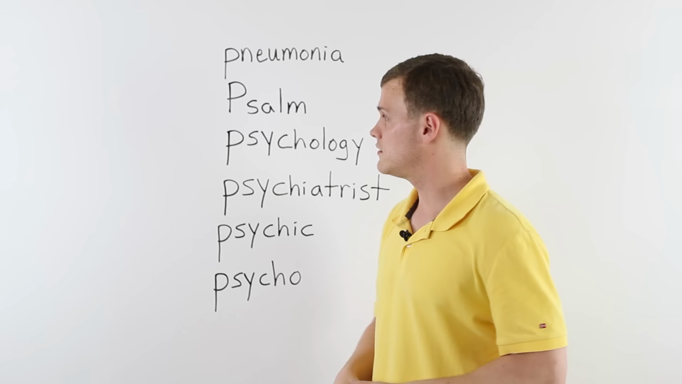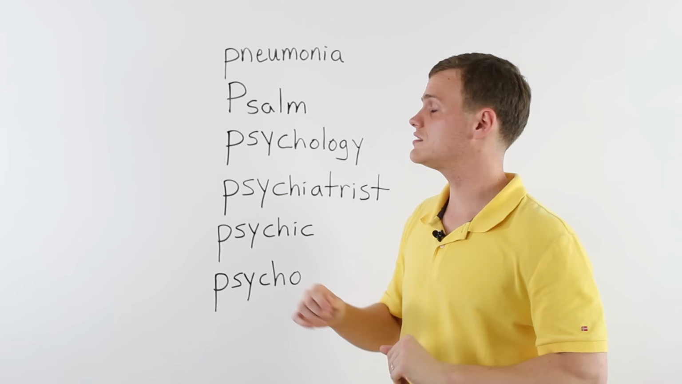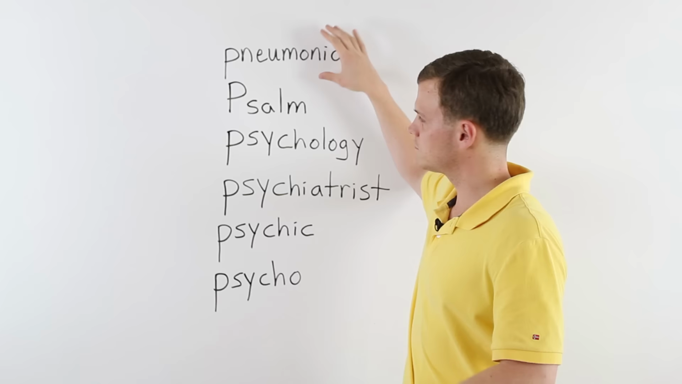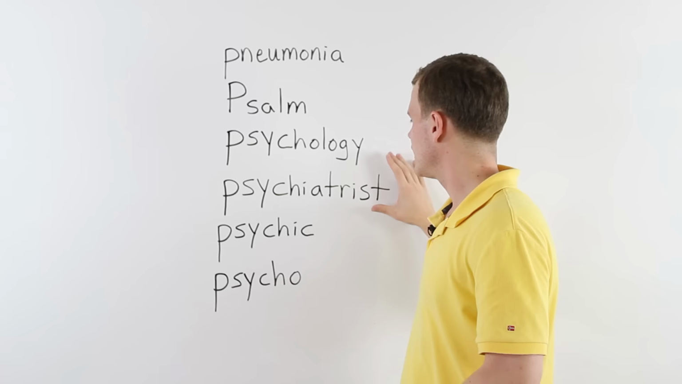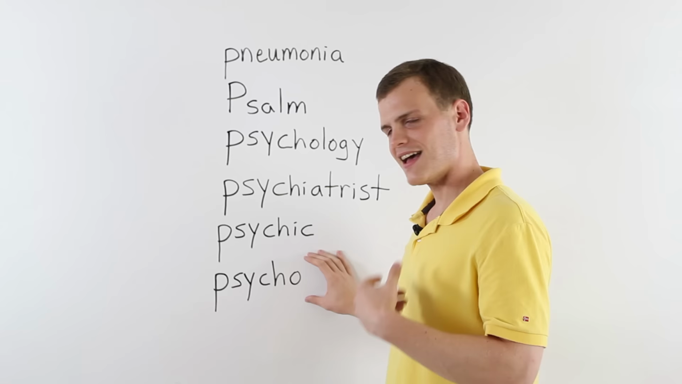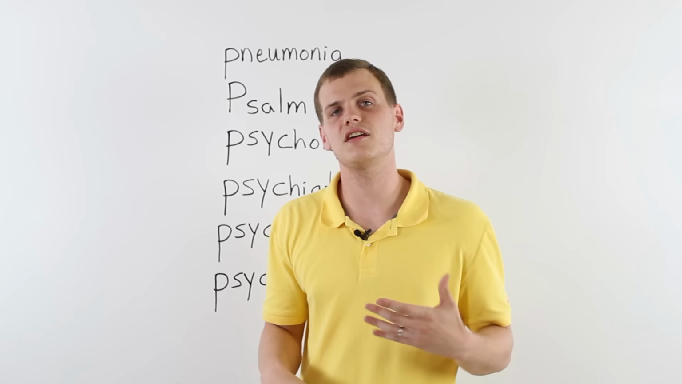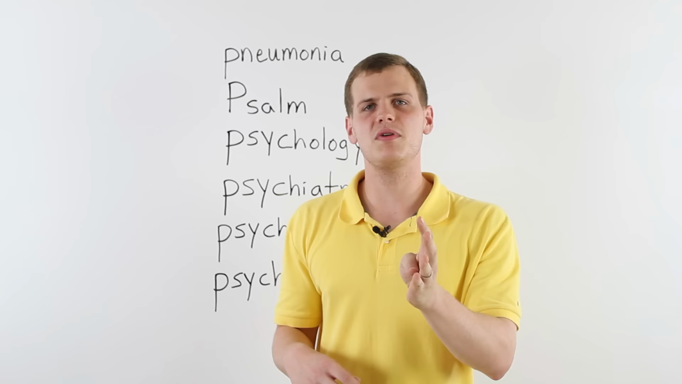So just one more time, I'm gonna pronounce these for you. So listen up. We start with pneumonia, psalm, psychology, psychiatrist, psychic, and psycho. So all right, if you ever see these words in something you're reading, just remember there's a silent P when the word begins with P and is followed by a consonant.